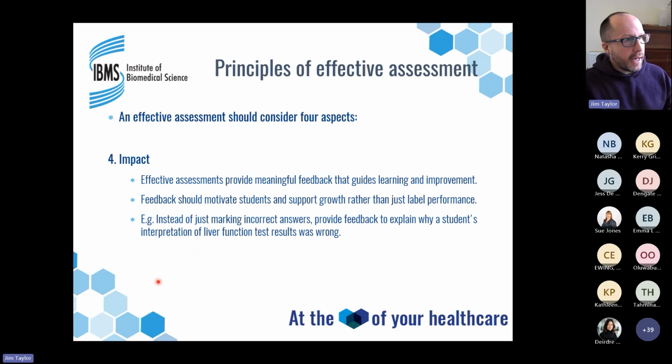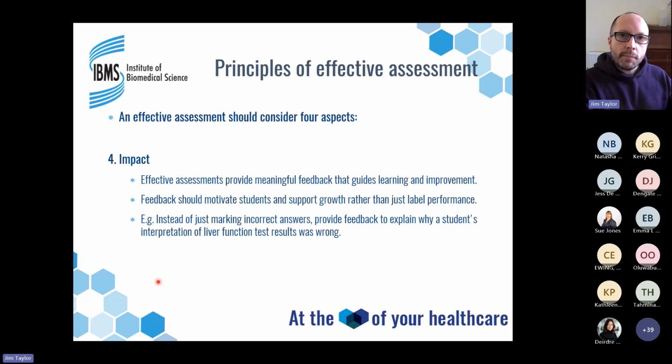The fourth aspect is impact. Now, impact here is the impact on the learner, the impact of the assessment on the particular student. We are assessing students to check that they are safe to practice, that they are developing in their career, that they are demonstrating the higher level skills, whatever it might be. But fundamentally, the learning that has taken place as a result of the training that led to the assessment that you're looking at now needs to have impact on that particular student.